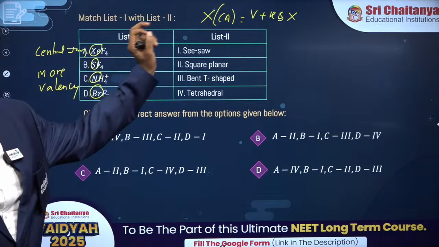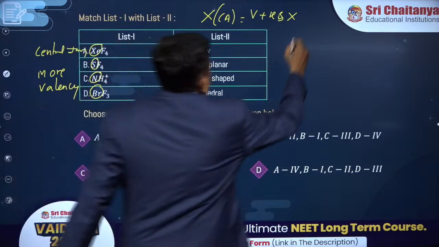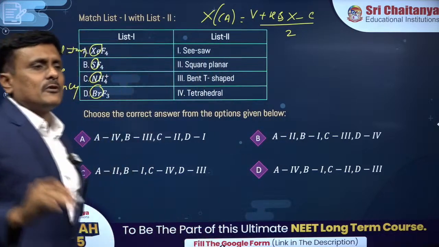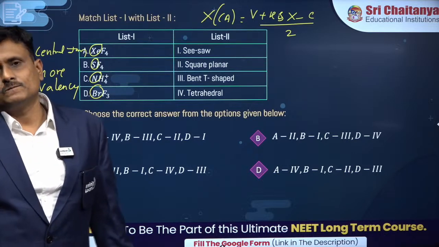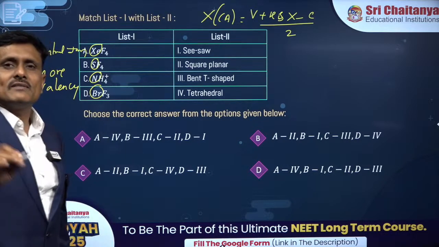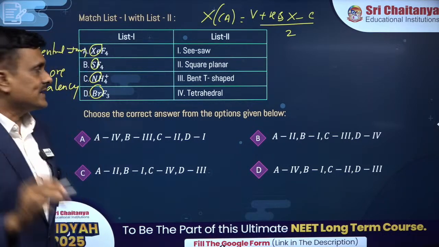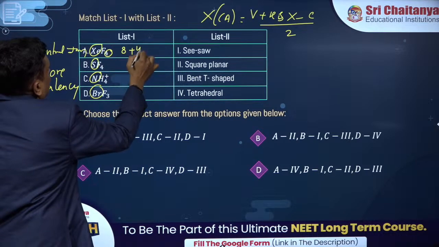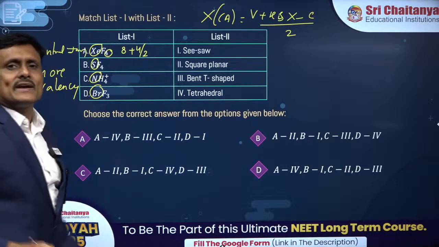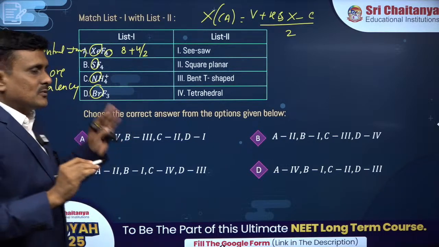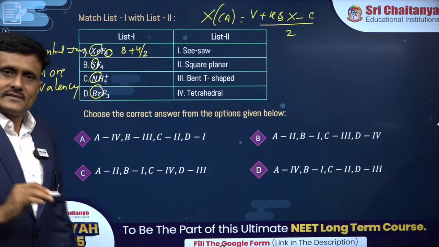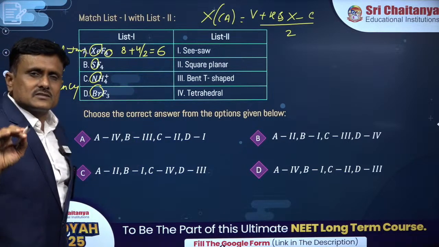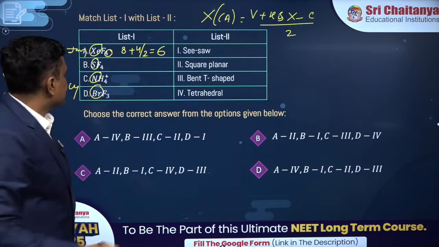Valence electrons plus hydrogens and halogens minus overall charge, divided by 2. You follow this easy formula, buddies. You can see xenon has how many valence electrons? Eighth group, no? 8. Plus how many halogens attached? 4. There is no charge present on it. So the X value of this compound is 6. Because this formula will be helpful in predicting the hybridization, geometry, everything, believe me.